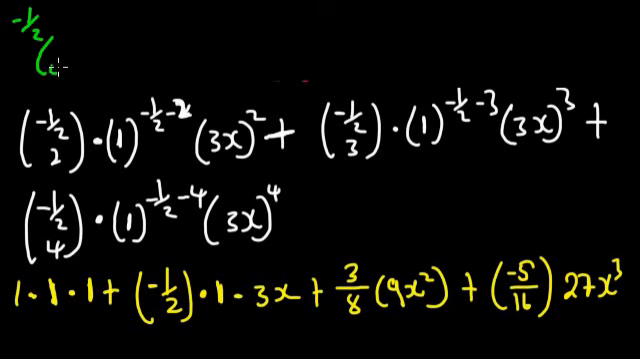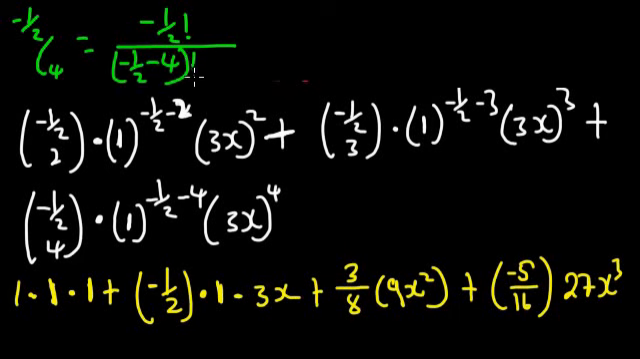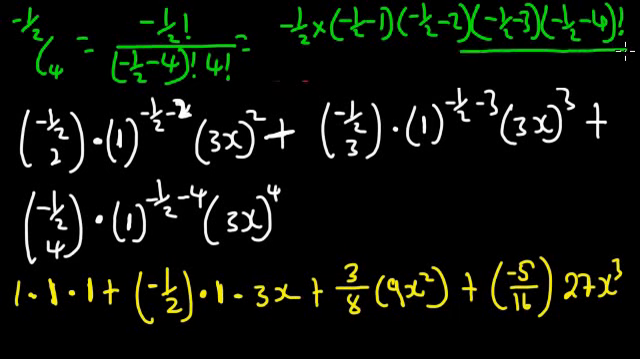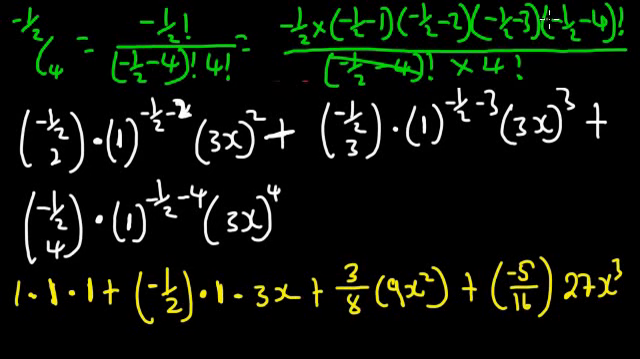Negative half combined with 4 results in negative half factorial divided by negative half minus 4 factorial, times 4 factorial. So negative half factorial can become minus half times minus half minus 1 times minus half minus 2 times minus half minus 3 times minus half minus 4 factorial. Then we have a division of negative half minus 4 factorial, again times 4 factorial.